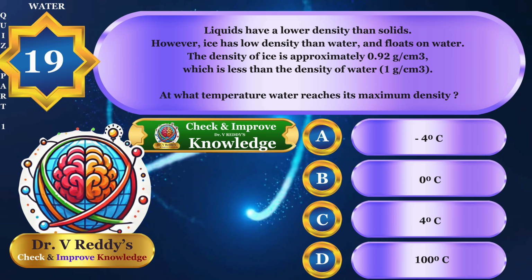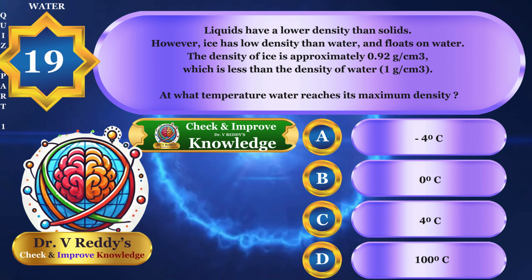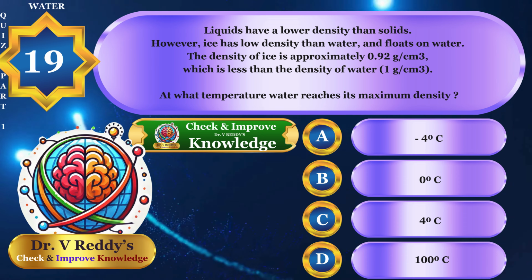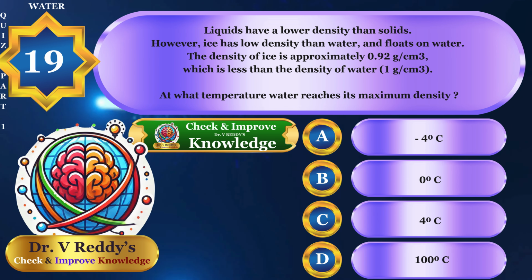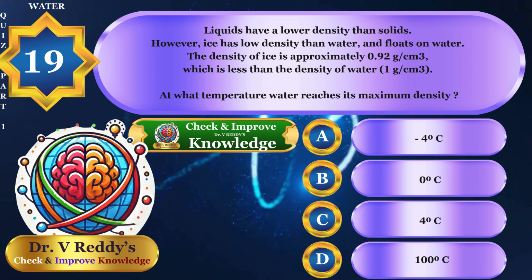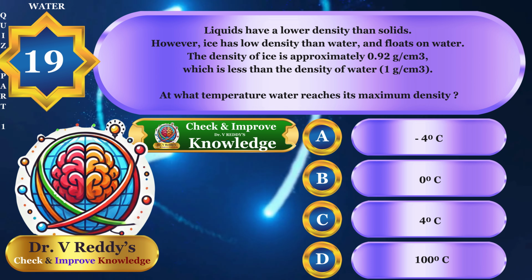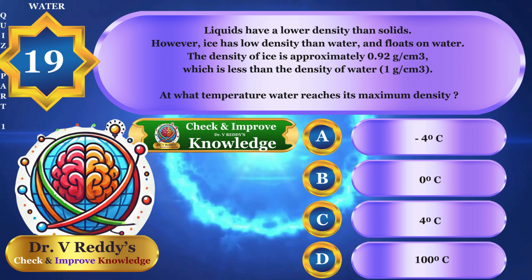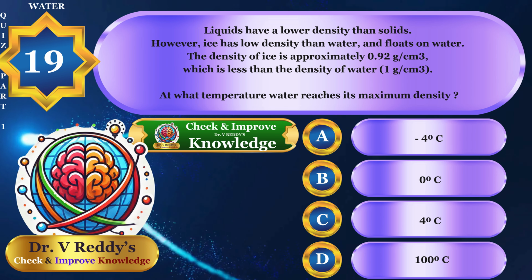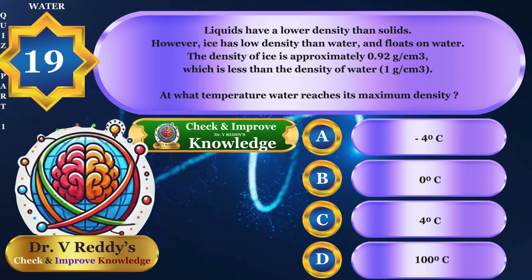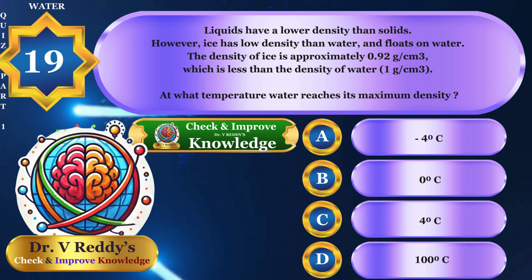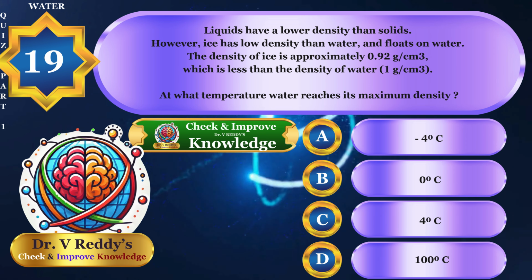19. Liquids have a lower density than solids. However, ice has lower density than water and floats on water. The density of ice is approximately 0.92 grams per cubic centimeter, which is less than the density of water, 1 gram per cubic centimeter. At what temperature does water reach its maximum density? A. -4 degrees Celsius, B. 0 degrees Celsius, C. 4 degrees Celsius, D. 100 degrees Celsius.